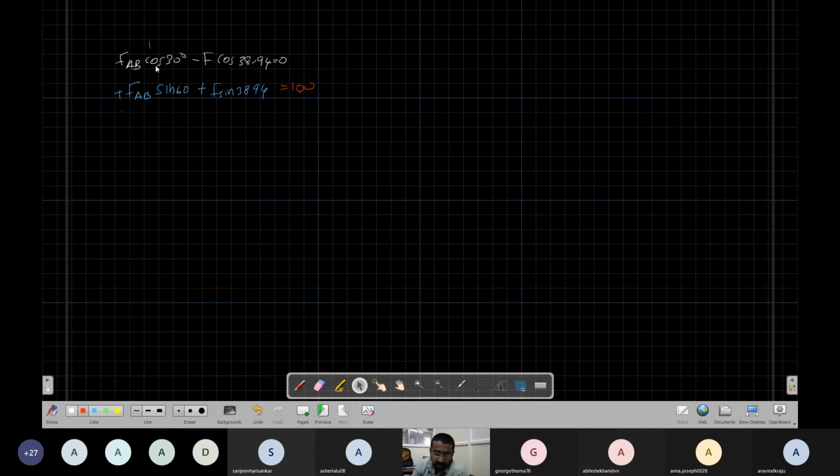Now, what is cos 30? Cos 30 is 0.866. So this gives me 0.866 F_AB minus, what is cos of 38.94? It is 0.777. So 0.777 F equal to 0. Sin 60, sorry, is root 3 by 2. Okay, so root 3 by 2 is 0.866.